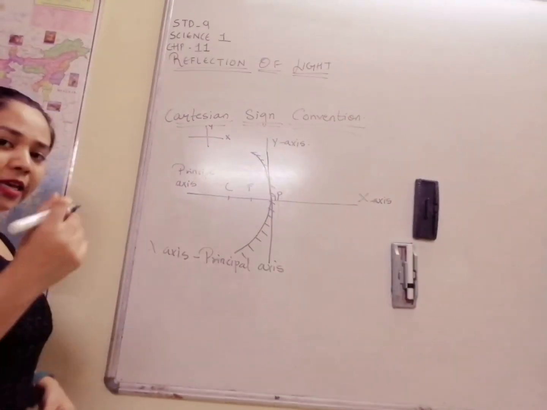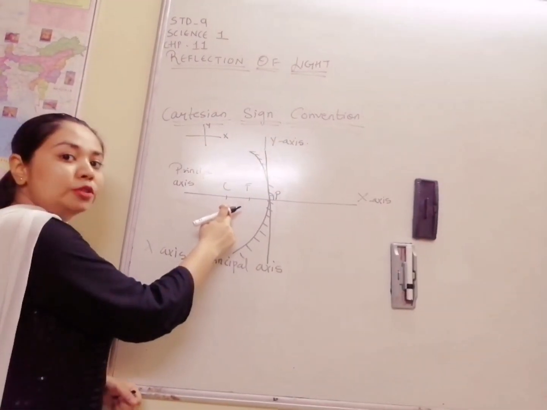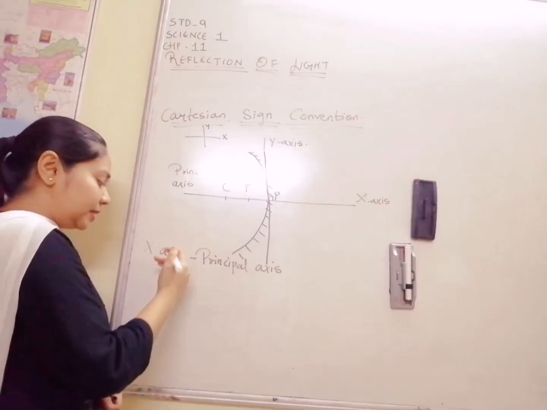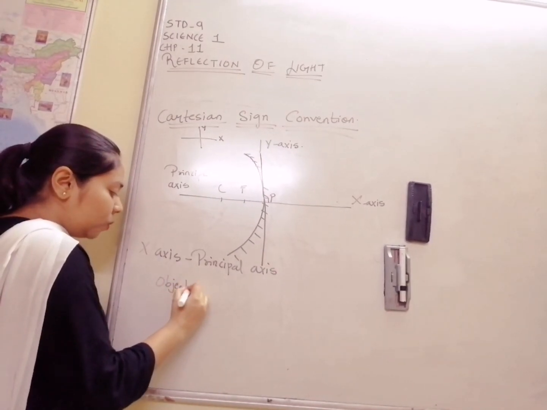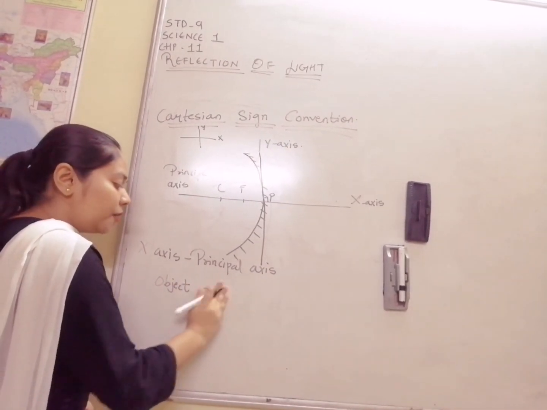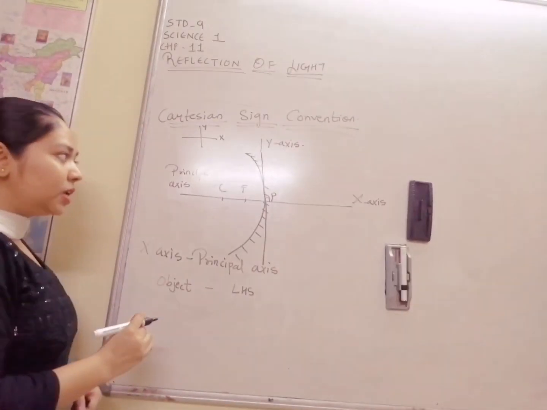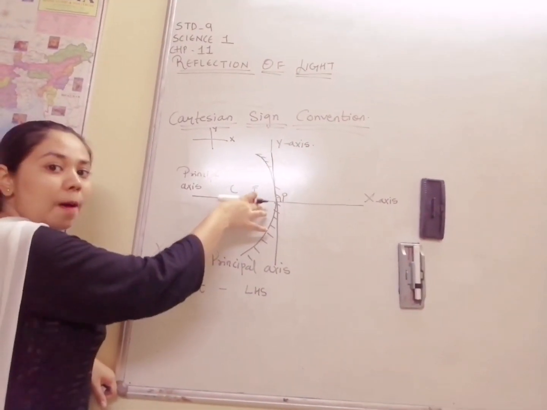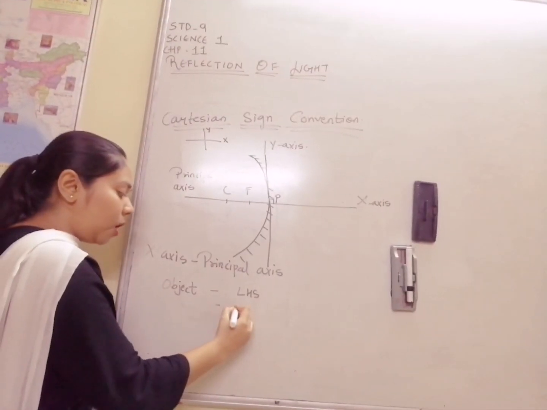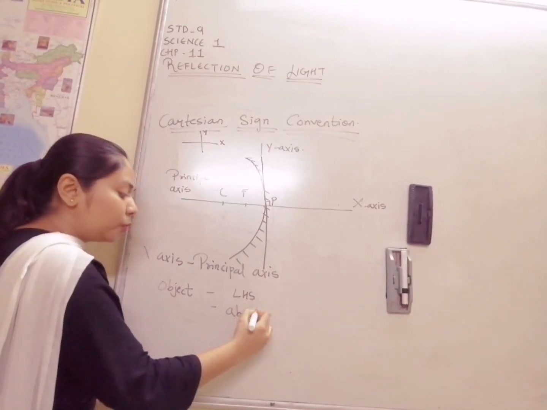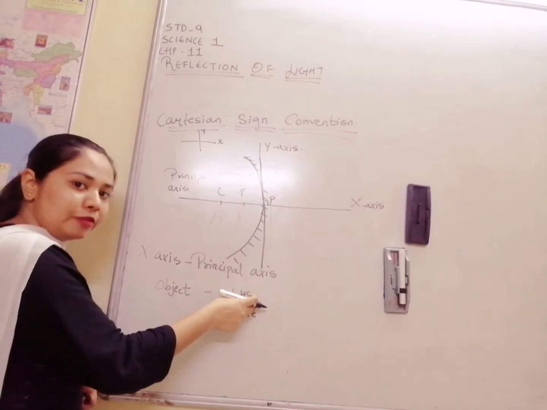Now always, while drawing the ray diagram you have seen, we always place the object on the what? Right hand side, left hand side. So the object will always be on the left hand side, that is LHS. And it will always be above the x-axis, or principal axis. It will also be above. You will not put the object below like this. Okay, it will always be above. It will always be on the left hand side.